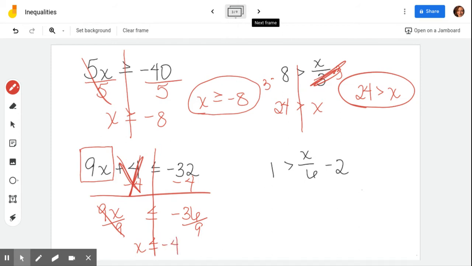For my solution, I need to write that whole thing. X is less than or equal to negative 4. The equal to sign means negative 4 actually will work if I plug it in. X is smaller, so anything smaller than negative 4 would also work. Let's do one more of those.